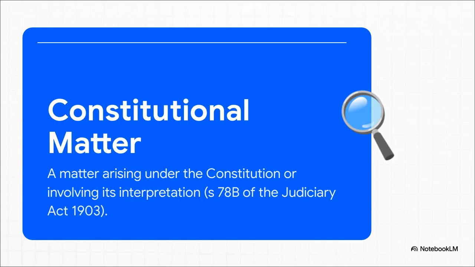First off, what exactly are we talking about when we say constitutional matter? Well, Rule 8.11, Subrule 1, gives us the definition. It points us directly to Section 78B of the Judiciary Act. Basically, it's any matter that arises under the Constitution or involves interpreting it. This definition is the trigger. As soon as your case hits this trigger, a whole new set of obligations just kicks in.